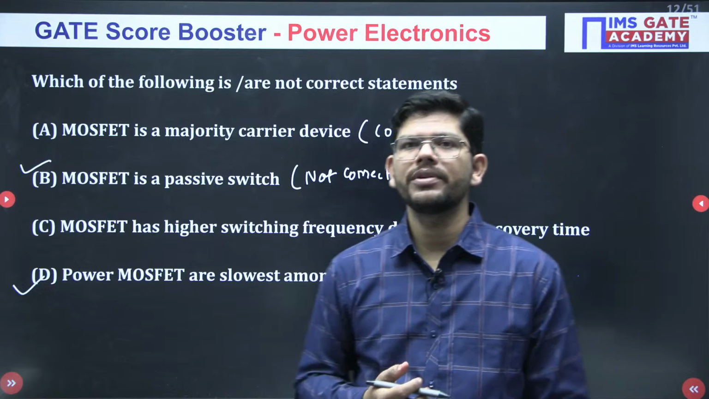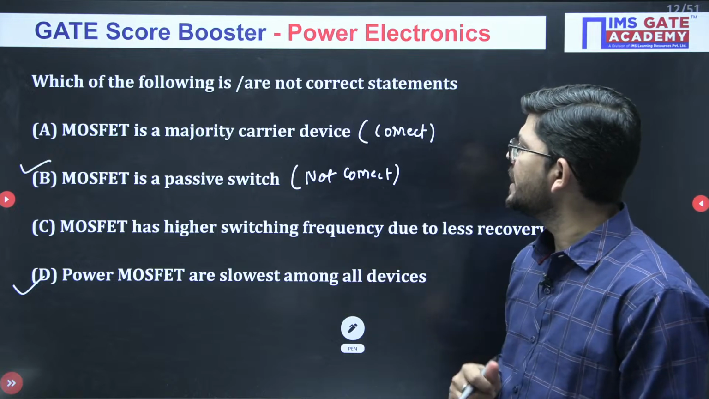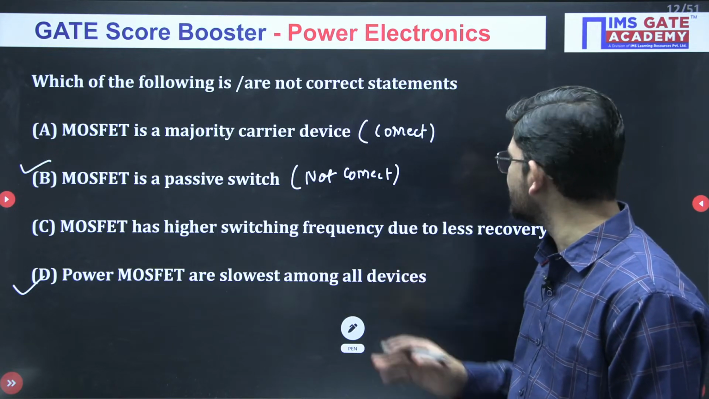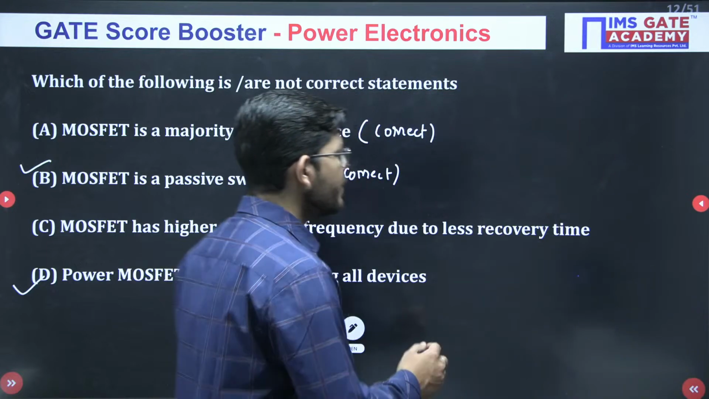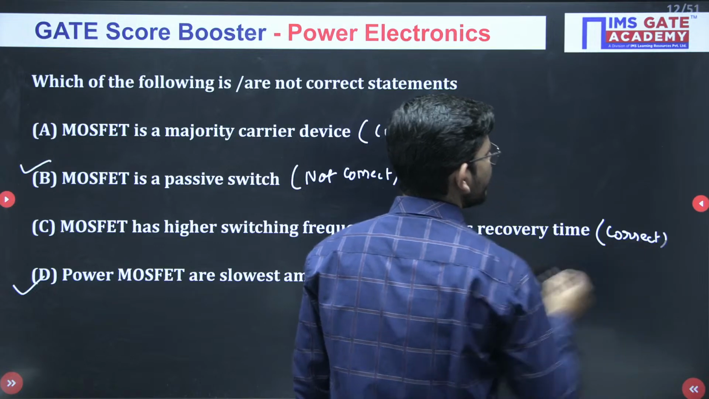Passive switch is diode, isn't it? Because it does not have any control terminal. Then in the third option we have: MOSFET has higher switching frequency due to less recovery time. This is correct. Okay, this is the correct statement.